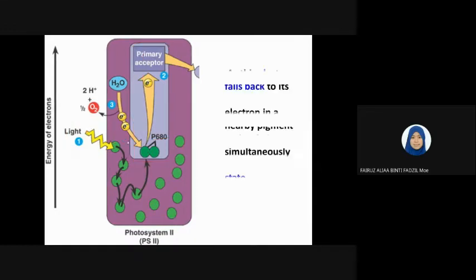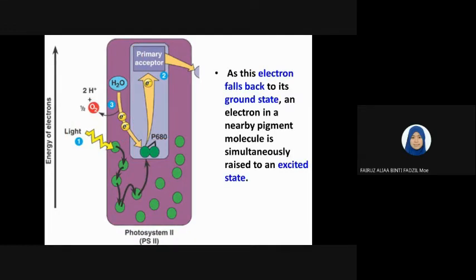Okay, next one. When these electrons are raised to the excited state, the higher energy level is unstable. Because it is unstable, the electron will immediately drop back. Like this one is the pigments. The electrons will be raised to the higher energy level or excited state, but then immediately the electron will drop back.